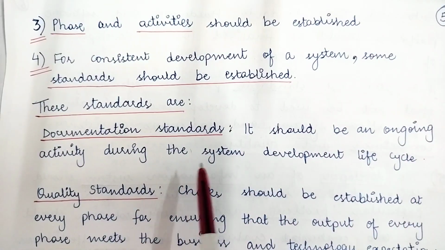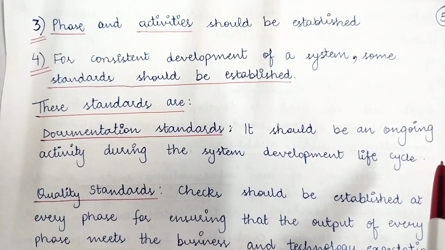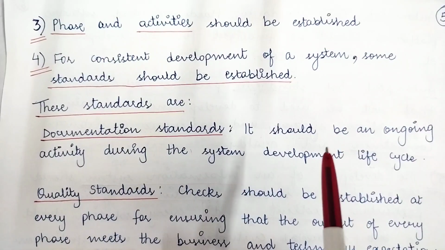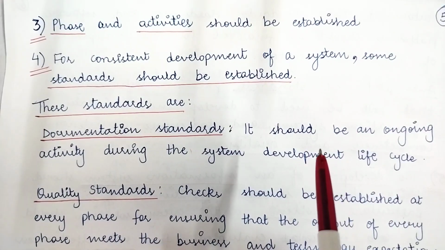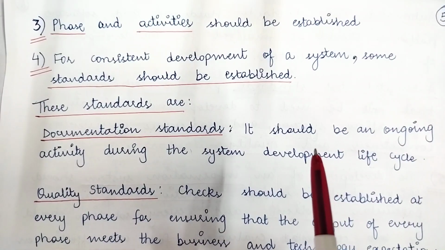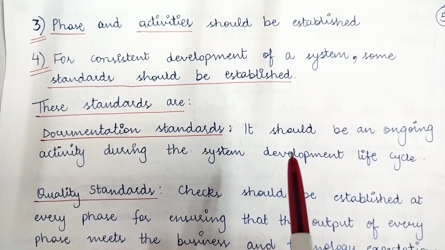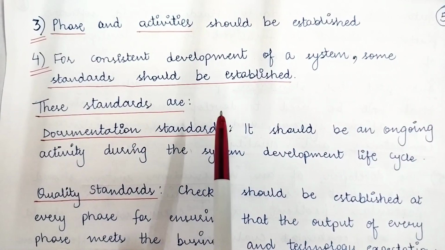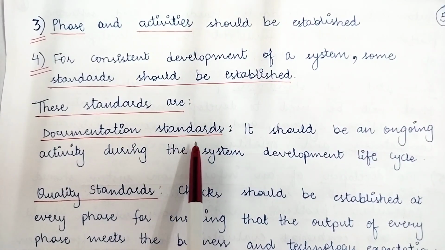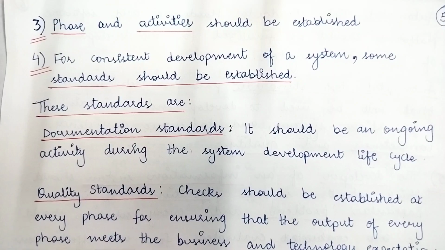It should be an ongoing activity during the system development life cycle. Whatever you are doing, you just document it, you write it down well, so that when the system is ready, the client can refer to the document and know what to do with the system, how to use it, what the system will be doing. Similarly, if maintenance of the system has to be done and the developer who developed that system leaves and some new developer comes, he has no idea of how that system will be maintained. So the documentation will come in handy at that time also. So everything from the first phase to the last phase of the system development life cycle should be documented.